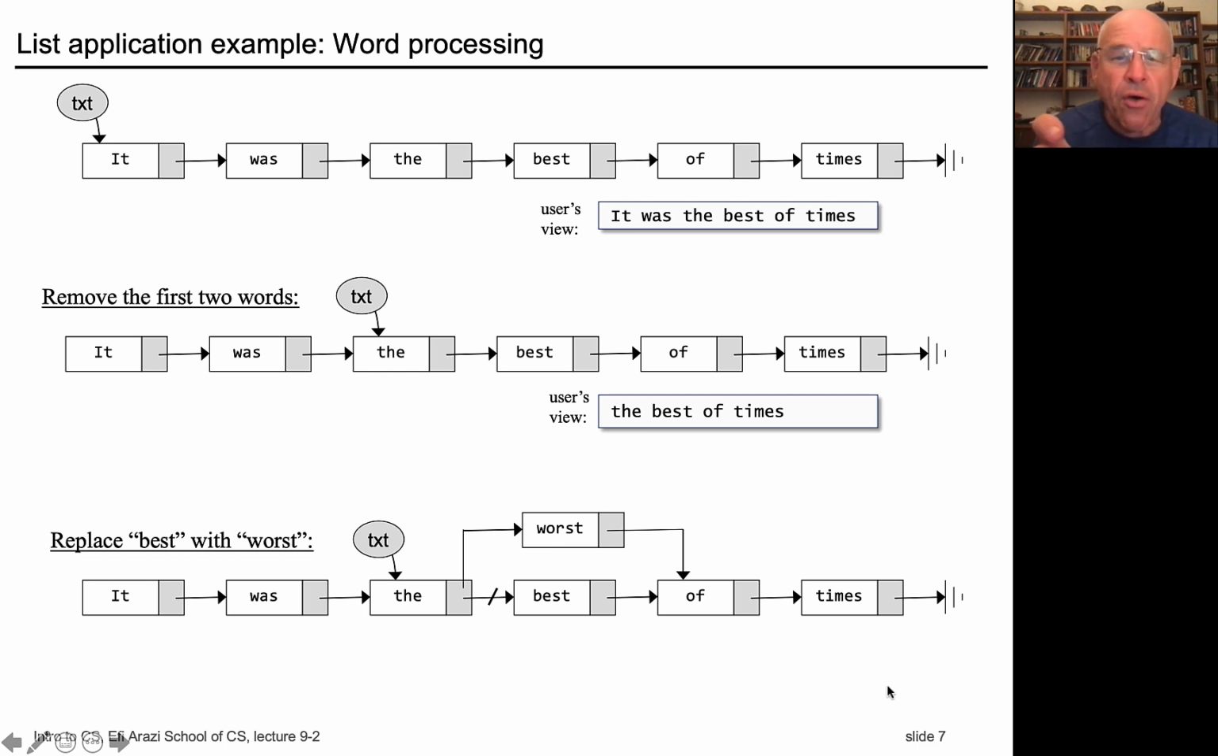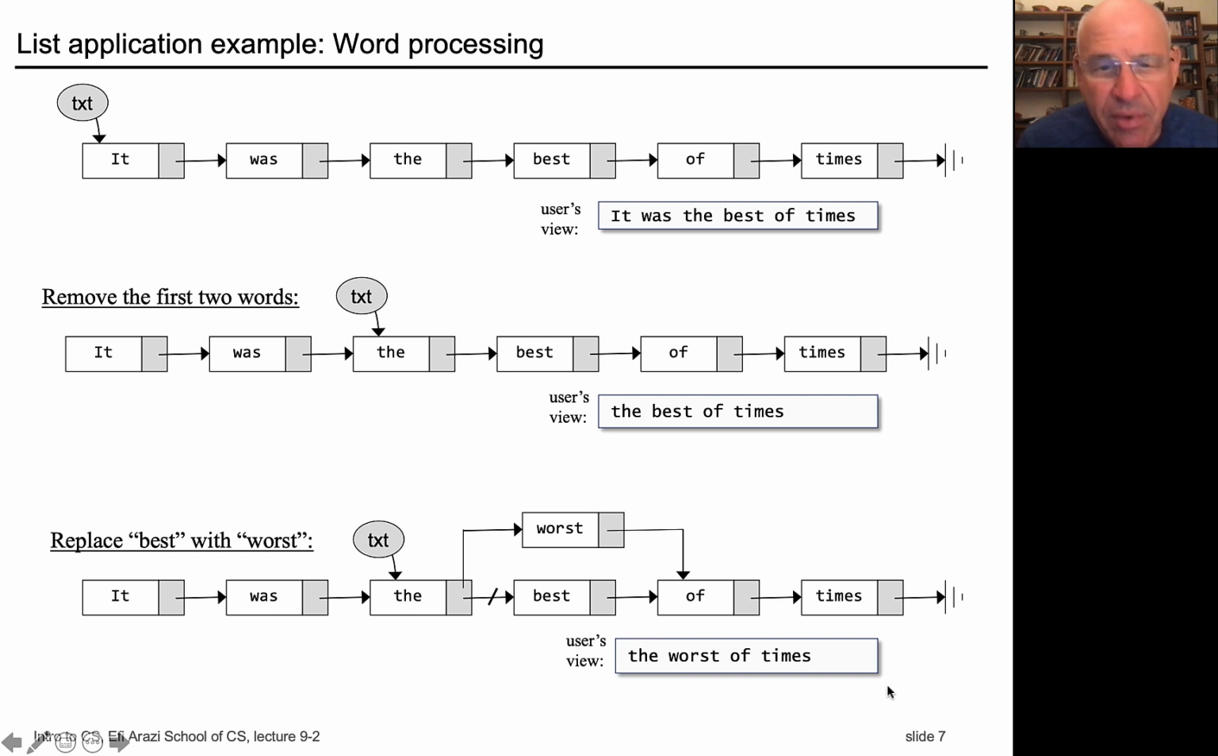We'll create a node called worst, and we will link the previous node, instead of linking to best, we will now link it to worst, and we will link worst to of, and effectively speaking, when the user looks at the document, she will see the text, the worst of time. We simply follow the pointer. So best is no longer relevant.